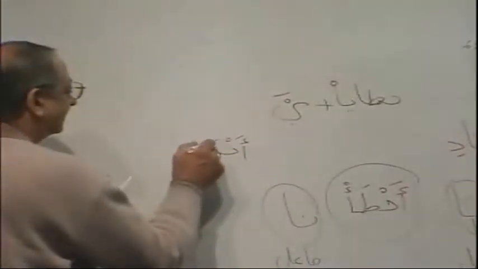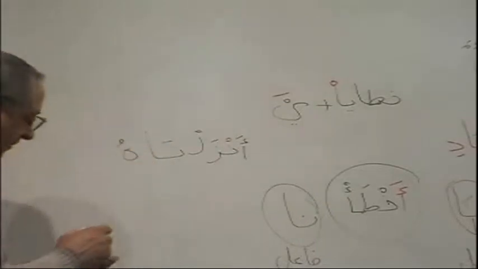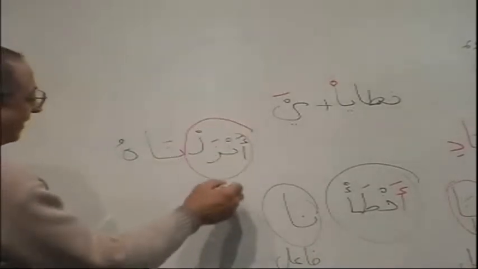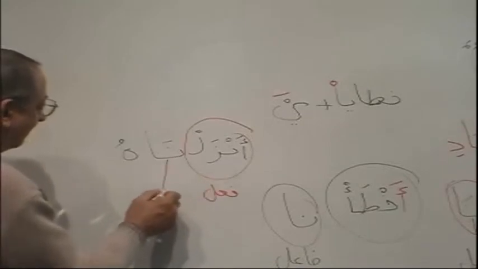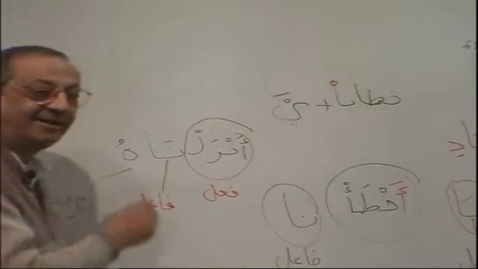Anzal. And then na, and then hu. What is it, brothers and sisters? The normal sequence of a verbal sentence. Fi'al, fa'il, and maf'ulun bihi. Got the idea, brothers and sisters? Insha'Allah.